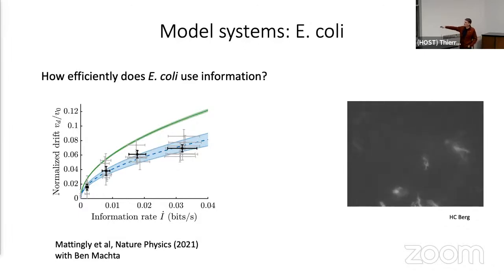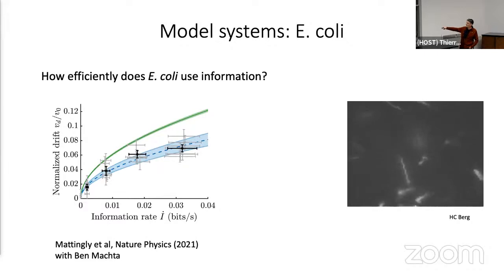And so what's interesting is that you can extract a theoretical bound of the maximum speed that can be achieved given a fixed information rate. And then the question was, given this information rate, how close are you from this bound? And this bound, by the way, has parameters that have to do with the way those bacteria navigate, and we can measure those parameters. So this is actually an experimental measurement. And then these are also experimental measurements.